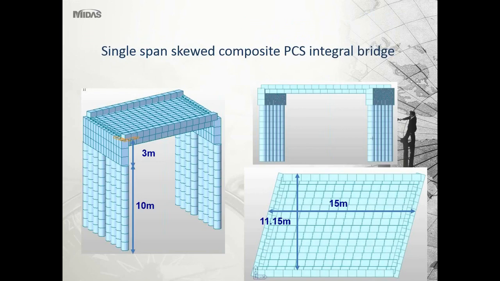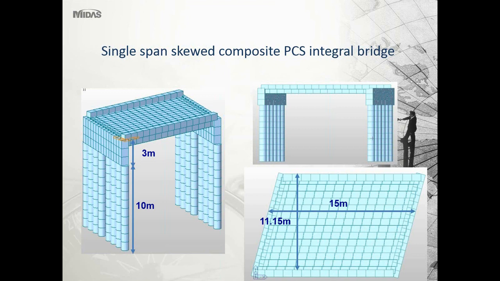Okay, so this is the bridge I'm going to be designing today. As you can see, it's a single span bridge. It's 15 meters long, 11.15 meters wide. It has a skew angle of 15 degrees. The slab on the girders is 200 millimeters thick, and the girders are 750 millimeters thick. The main girders are integrally connected to the abutment. The abutment is 3 meters deep, and the piles are 10 meters.